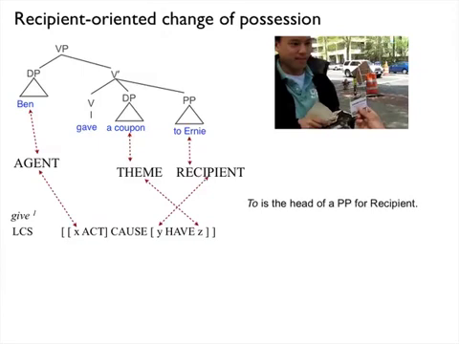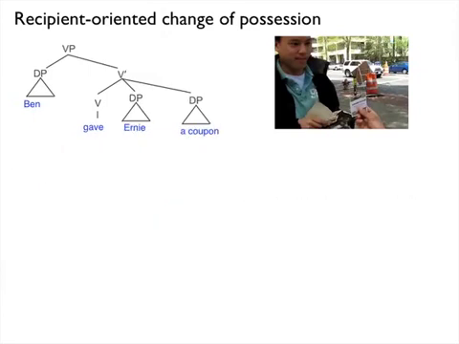And to is the head of the PP recipient, but we can also do it this way. Gave Ernie a coupon. So this is called the double object construction. This is one of the major issues if you look at what people have studied in the grammar of English. Over and over and over again, dozens of different stories, trying to figure out when you do it, when you don't. When do you have double object construction, when don't you? And all kinds of things.